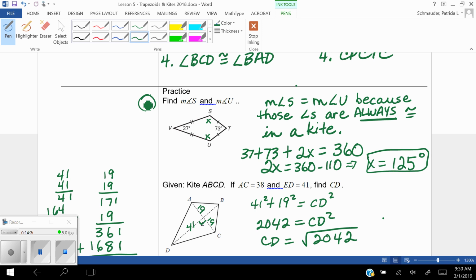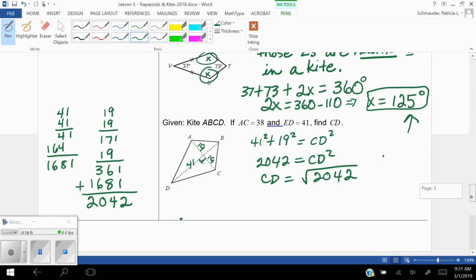We proved that. So the only thing besides that I really had to remember is that the sum of the measures of the interior angles of a quadrilateral will always be 360 degrees. So I just write an equation, and I know that since these two are congruent, I solve that, and I get 125 for the measure of both of those angles.